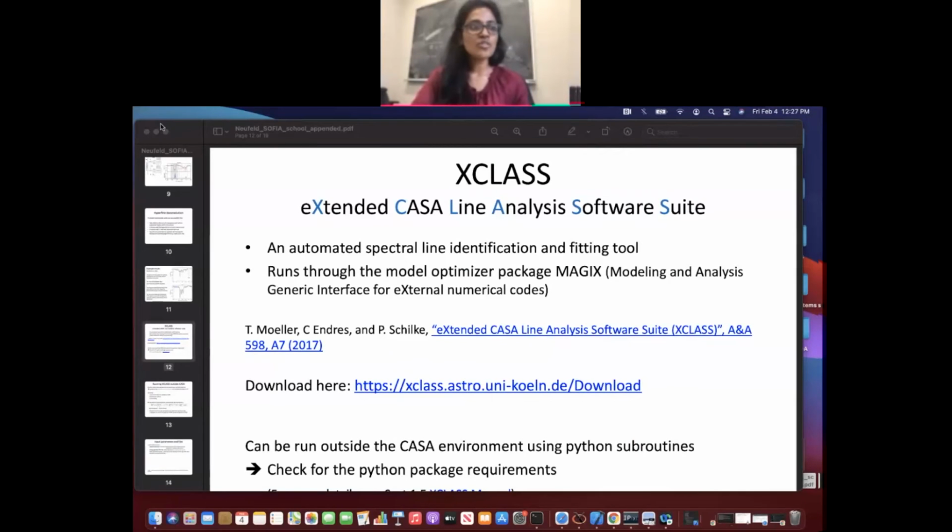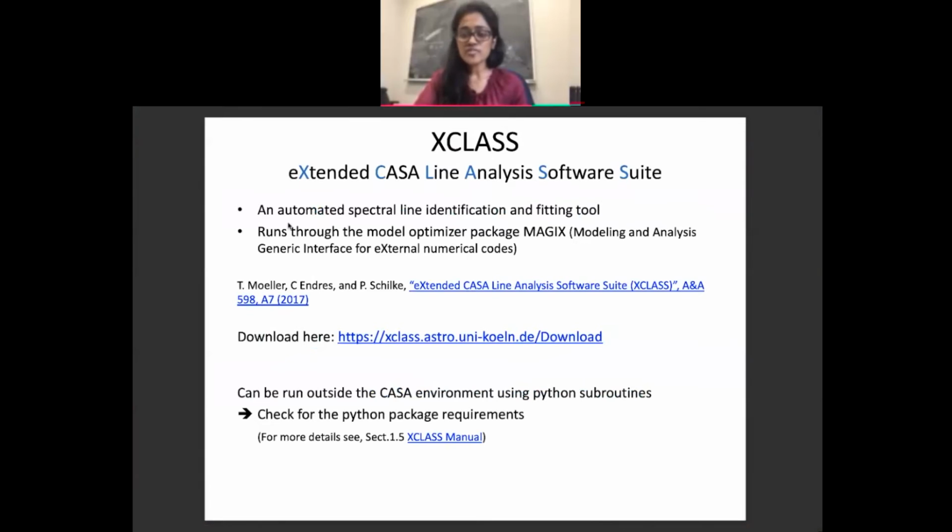Right. So now I'll talk to you about a specific tool for line analysis called X-class. But before that, I'd like to re-emphasize or motivate you once again as to why we require such tools. So as David mentioned, the spectral signatures that we see that are observed from these different chemical species are unique probes for the different regions in which they arise. So modeling them is the first step for characterizing the nature of the regions from which they're observed or formed.